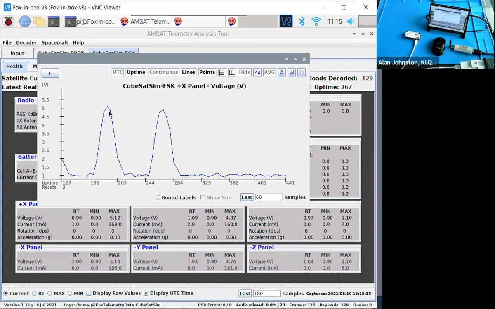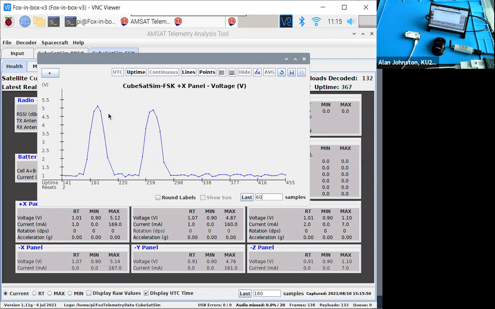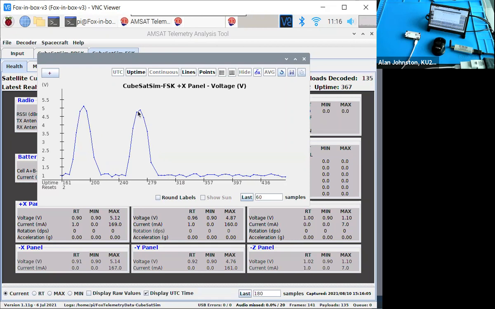And also the fact that this voltage peaks and then goes down, it's expected because the CubeSats on orbit, they're not sitting still. They're always rotating. They're always spinning. And so as it spins, the one side sometimes faces the sun, sometimes faces away from the sun. So you get a peak when it's facing the sun, and you get a minimum when it's away from the sun.